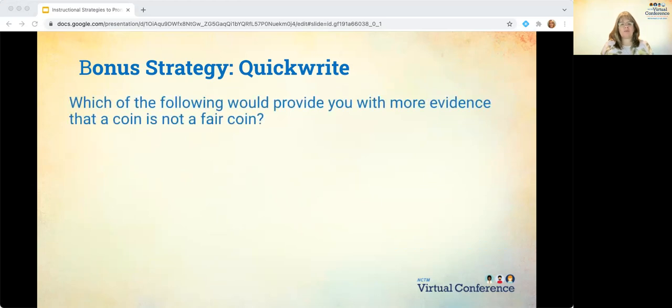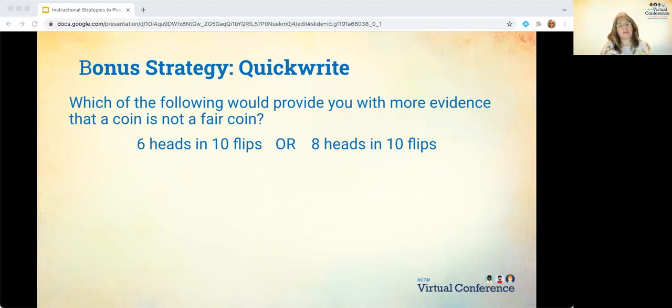Which of the following would provide you with more evidence that a coin is not a fair coin? 6 heads in 10 flips or 8 heads in 10 flips? So it's just choosing one or the other, and then why? I will say that this particular prompt is used to introduce my students to the idea of statistical significance, because there's an intuitive sense of which one gives more evidence. So 6 out of 10, that's probably not enough evidence because that's pretty close to 50%.